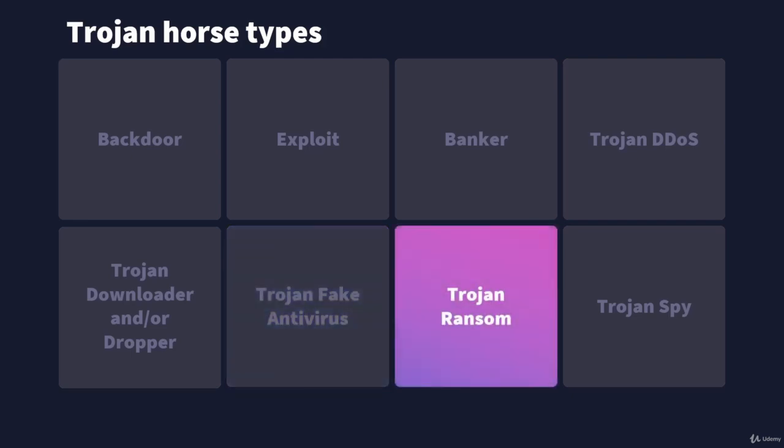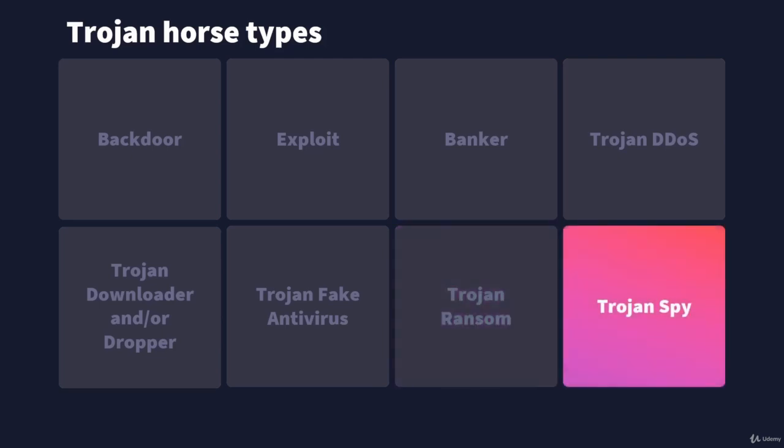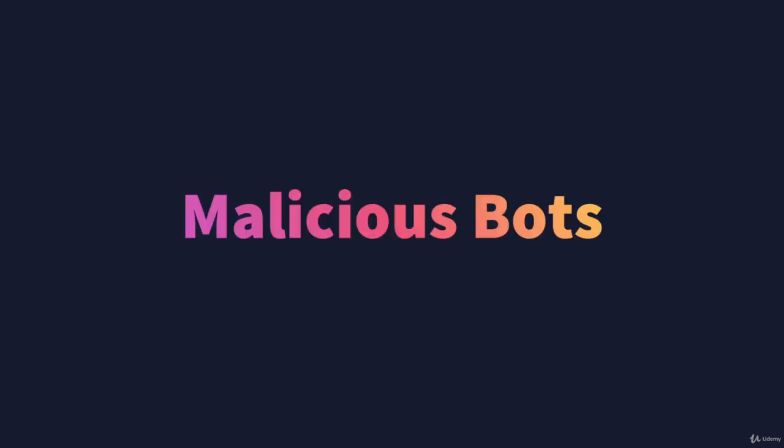After that, let's have a look at the Trojan Ransom. This type of Trojan can modify data on the victim's computer so that the victim cannot use the data anymore. The cybercriminals will only restore the data after ransom money is paid. Last on our list is the Trojan Spy, which, as the name implies, spies on the victim. For example, it can do that by tracking the data entered via the keyboard, taking screenshots, or getting a list of the running applications. Let's move on to the next malware, the malicious bot.